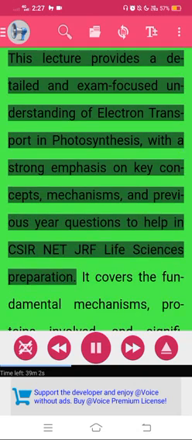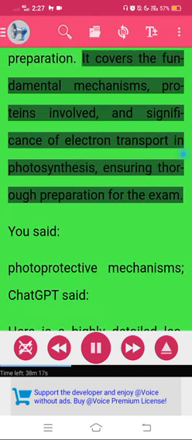This lecture provides a detailed and exam-focused understanding of electron transport in photosynthesis, with a strong emphasis on key concepts, mechanisms, and previous year questions to help in CSIR NET JRF life sciences preparation. It covers the fundamental mechanisms, proteins involved, and significance of electron transport in photosynthesis, ensuring thorough preparation for the exam.